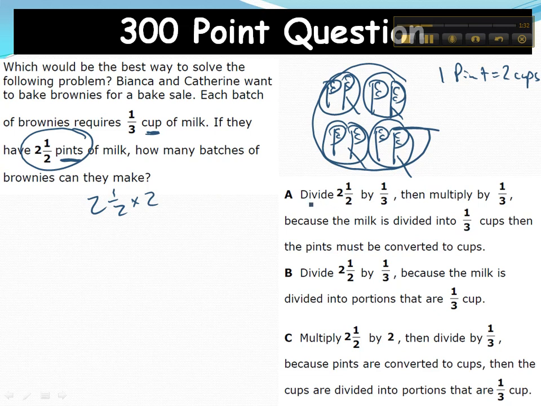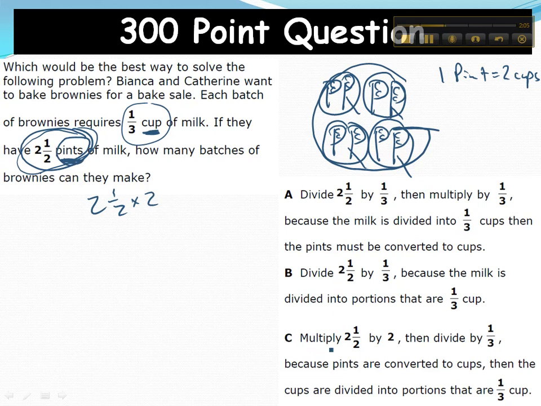The first answer choice A says divide 2.5 by 1/3. Well, we can't do that yet because we have different units, pints and cups. We do want to take the total amount of milk and divide it by 1/3 cup per batch to find out how many batches, but we can't do that until we have the same units. Next answer choice B says the same thing, divide 2.5 by 1/3, because the milk is divided into portions that are 1/3 of a cup. If this was 2.5 cups and not 2.5 pints, this would be the right answer.